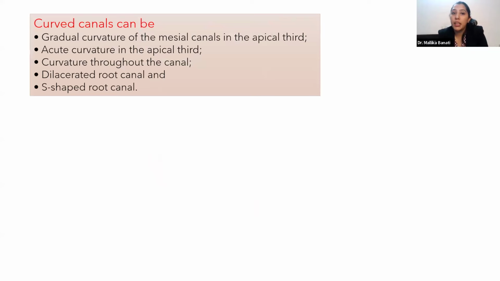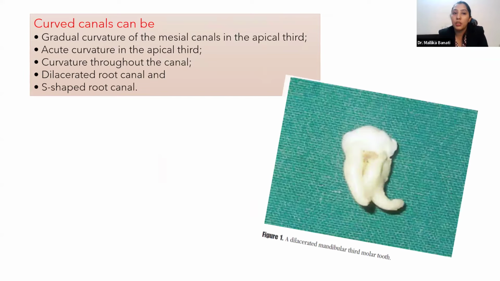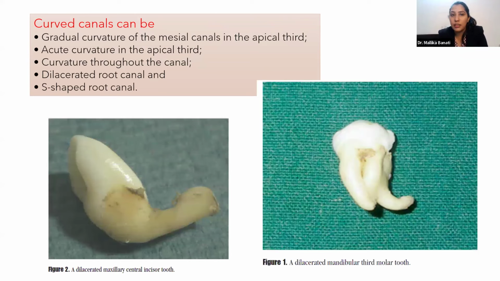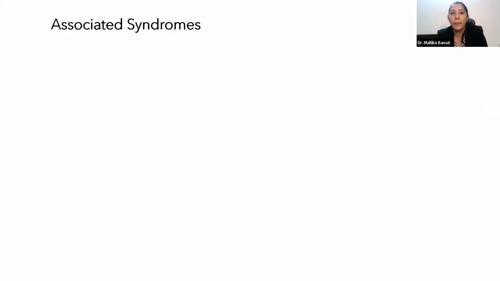Curved canals can be a gradual curvature of the mesial canal or the apical canal in the apical portion, in the lateral portion, an acute curvature in the apical third, curvature throughout the canal, or a dilacerated root canal. We have S-shaped canals as well, which is a nightmare to the endodontist, because I think we have the maximum amount of file separations in such cases.